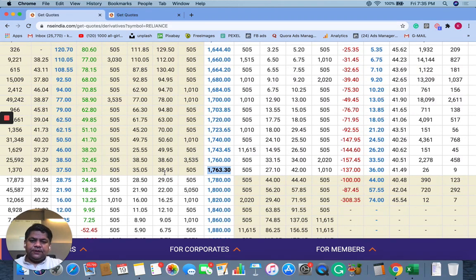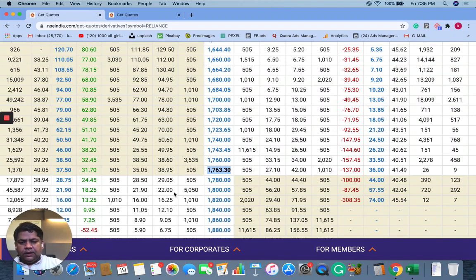The strike price will be called in the money. So 1740 is called an in the money call option. However, 1820 will be called an in the money put option. And anything that goes far from you, you call out of the money, right?